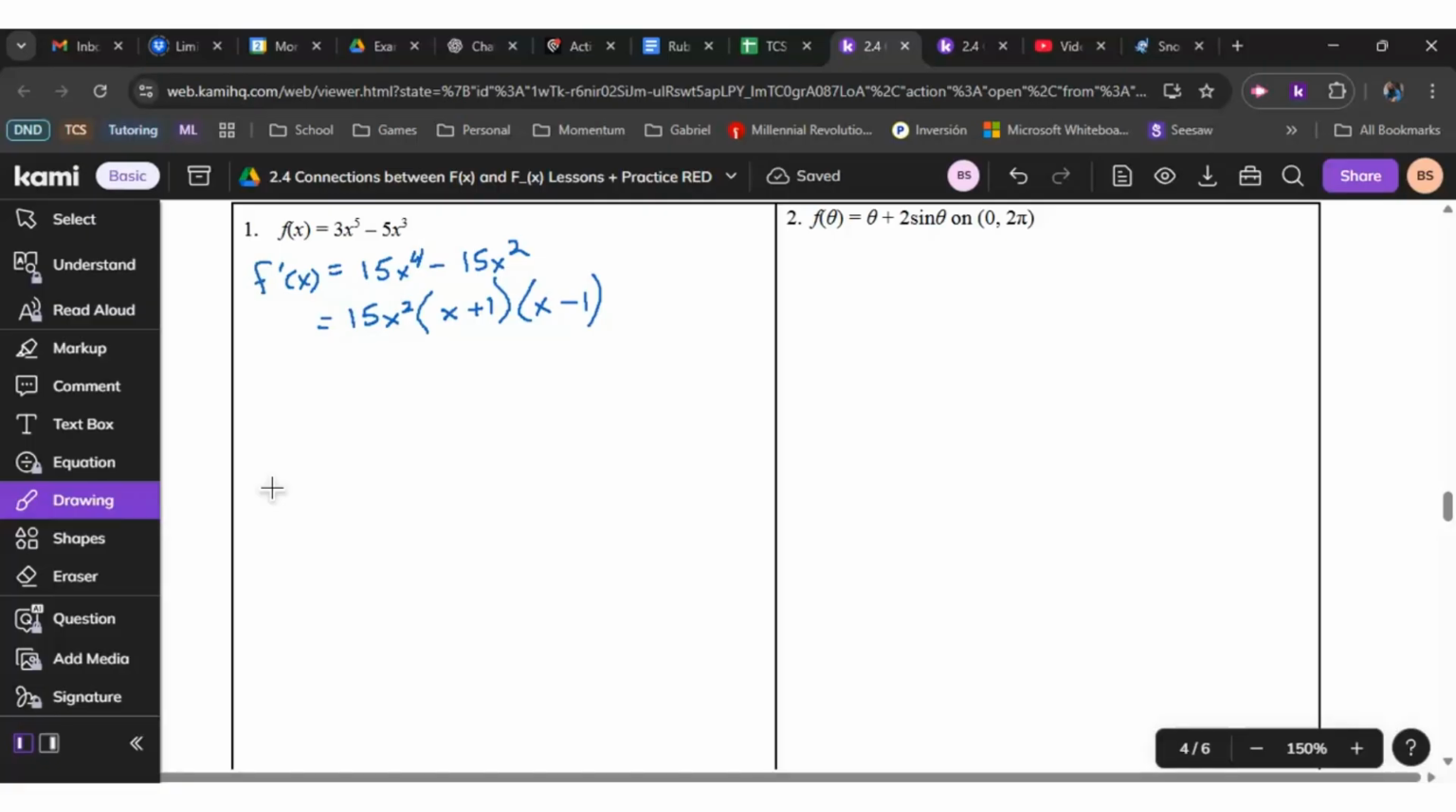Because we know that, remember, the critical points here happen when the derivative is equal to 0. So in other words, that's going to happen at x equals 0, and then negative 1 and 1. So those are our 3. Then we're going to go ahead and draw our little chart.